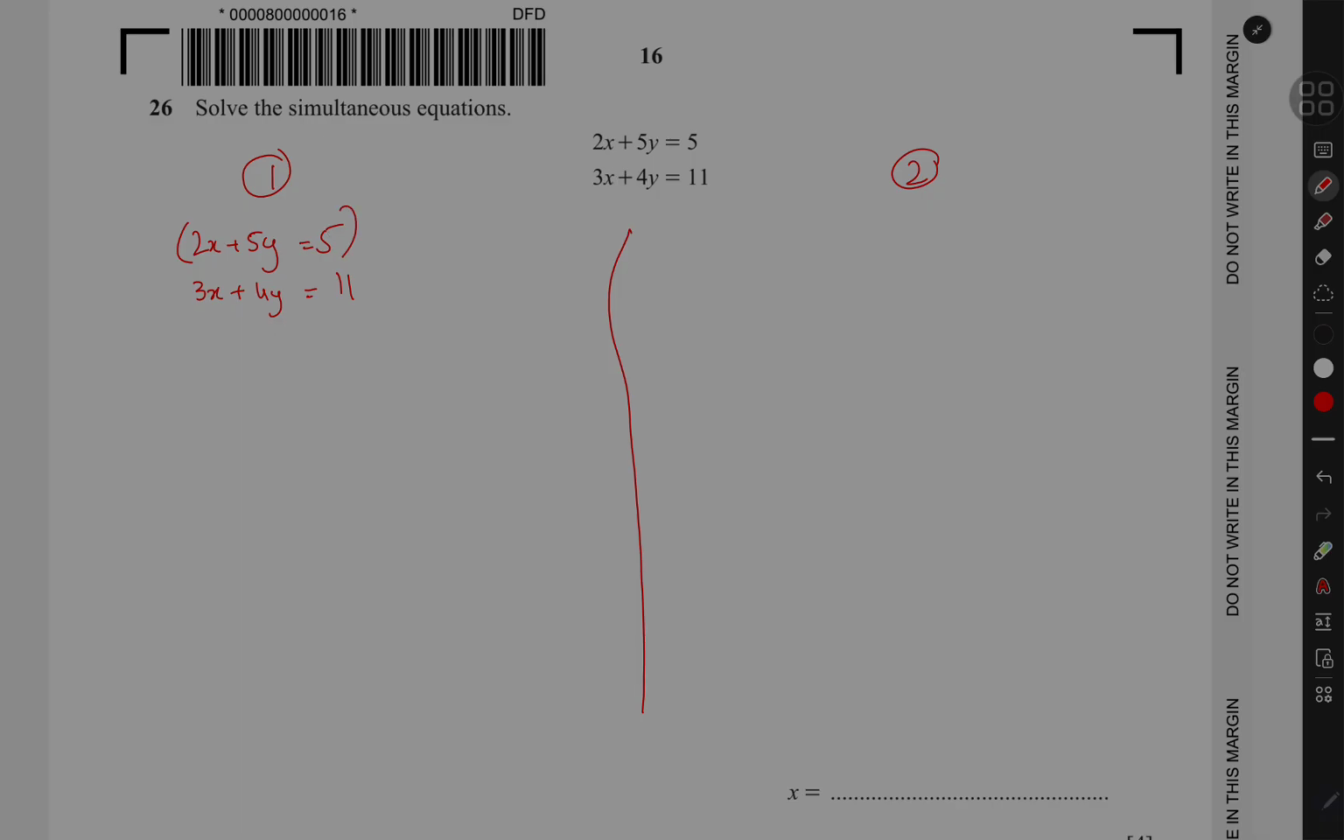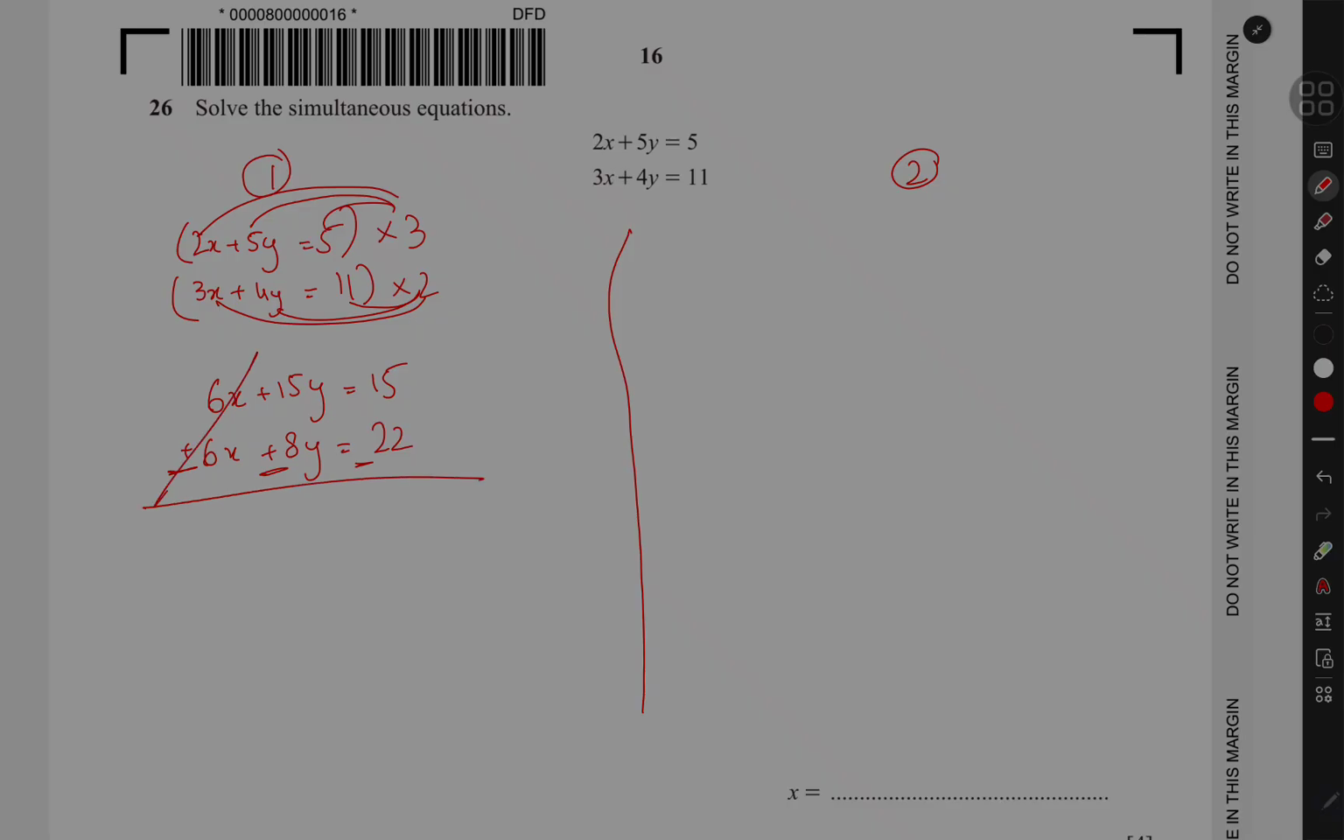So what I can do is multiply all of this equation with 3 and multiply all of this equation with 2. This gives me 3 2s are 6x plus 5 3s are 15y is equal to 3 5s are 15. The other equation: 3 2s are 6x, 4 2s are 8y, 11 2s are 22. Now, I have to change these plus signs into negative because I'm subtracting. I have to get rid of this x, so I will subtract 6x, I will subtract 8y, and I will subtract 22.